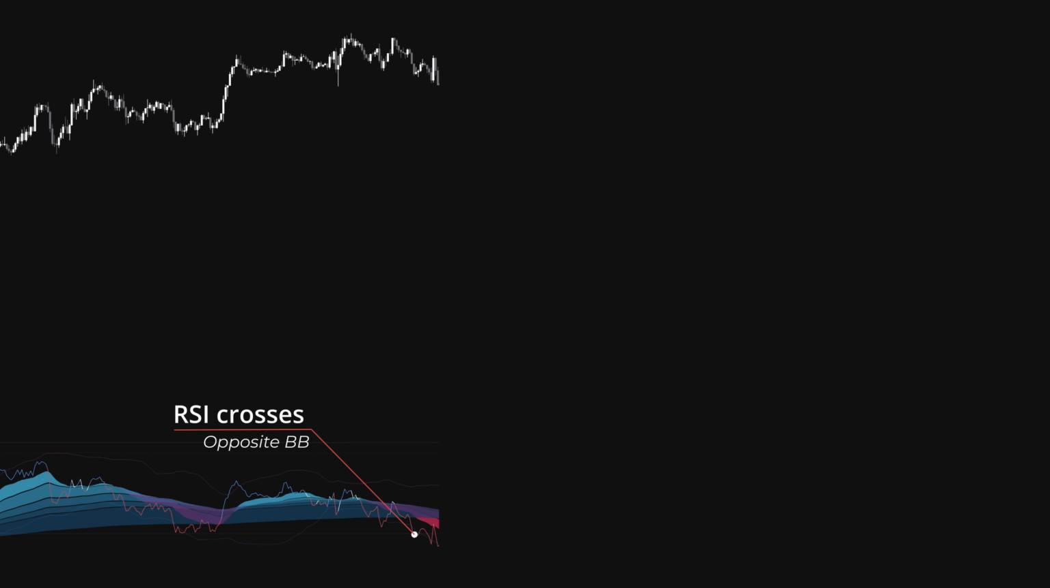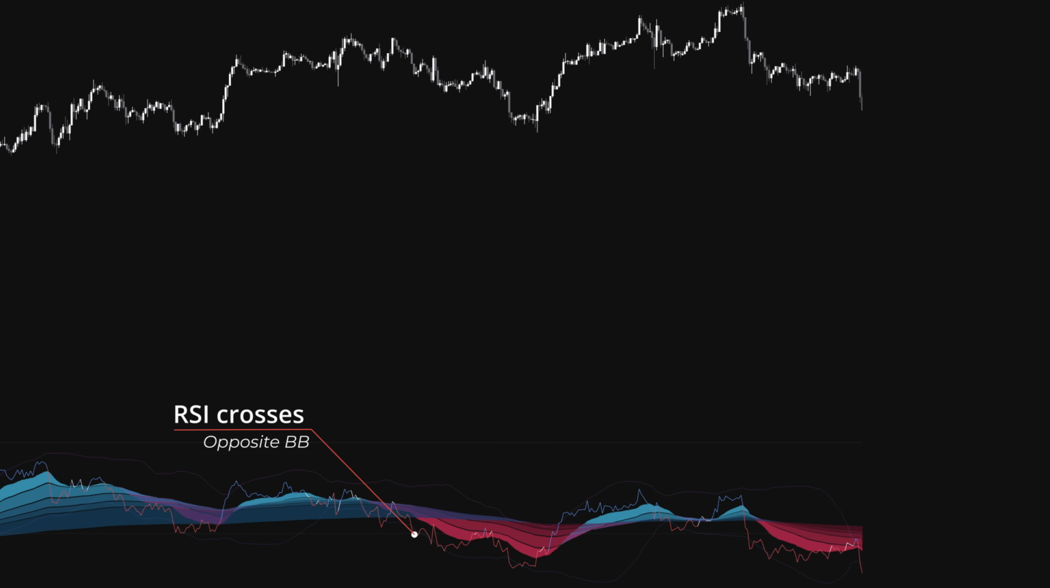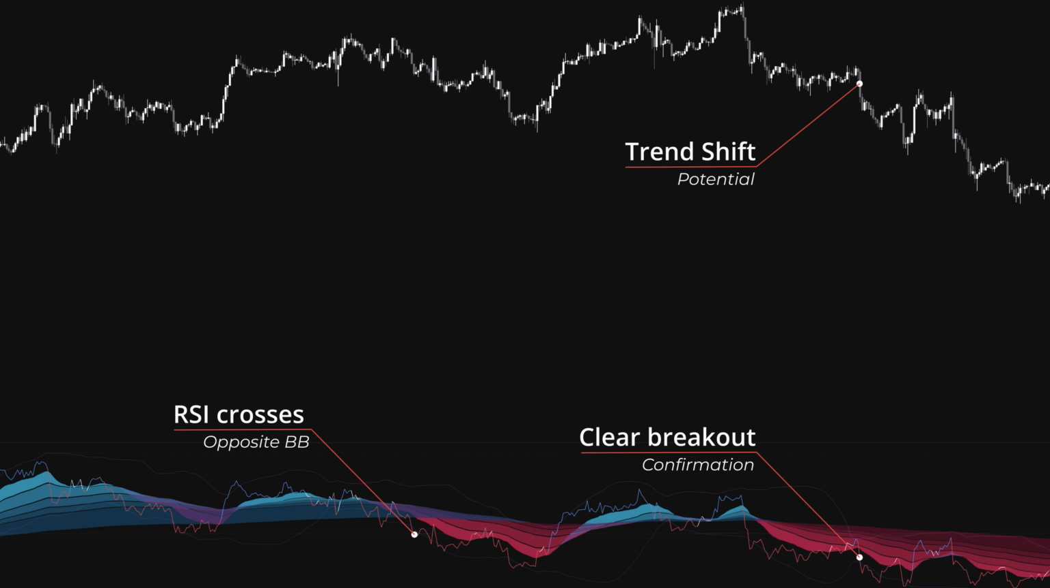On the other hand, if RSI breaks through the ribbon and crosses the opposite band during a pullback, it may indicate a shift in momentum or the start of a consolidation phase. In such cases, patience pays off. Wait for fresh alignment before re-entering.